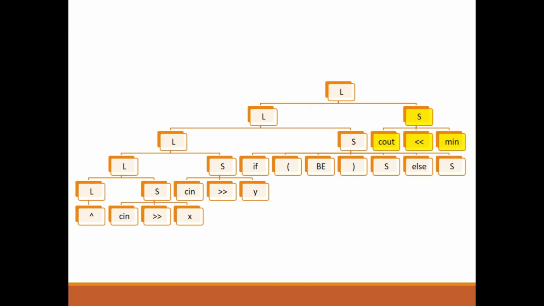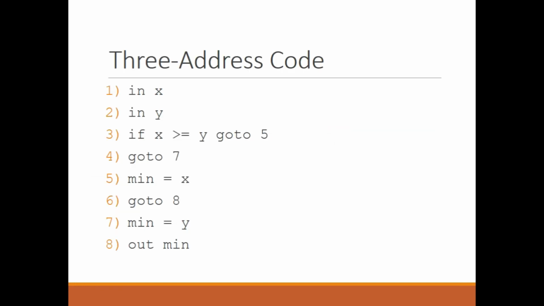So after all the backpatching and if-else statement emission, the final instruction that will execute is the output statement, which is cout min. So here is the complete 3 address code that has been generated via the parse tree in the previous demonstration.